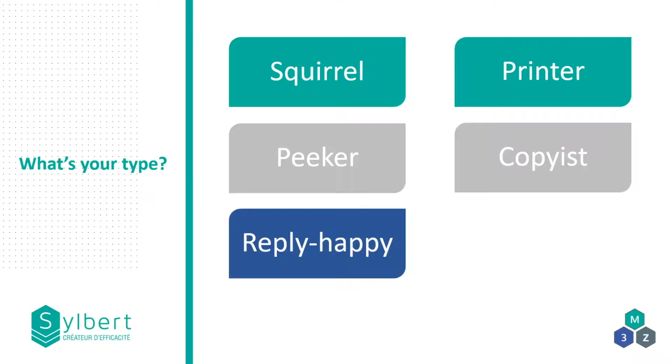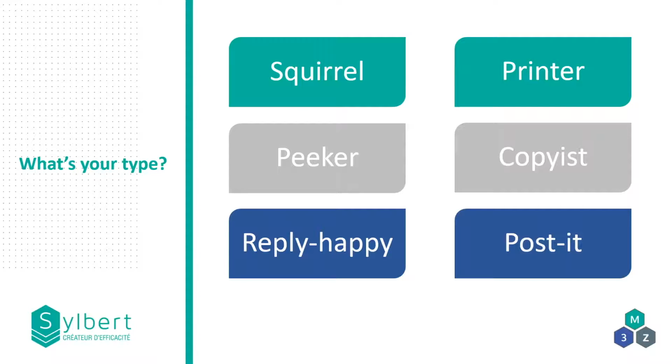Then there's the reply happy type. The reply happy is someone who will jump in Outlook at the sight of a new email. The quicker he responds to that email, the more productive he feels. His worst fear is having unread emails. And then there's the post-it type. That's someone who uses sticky notes as reminders for important things. They can be real post-its or virtual post-its. He may also have taken it to the next level with a color-coded system.